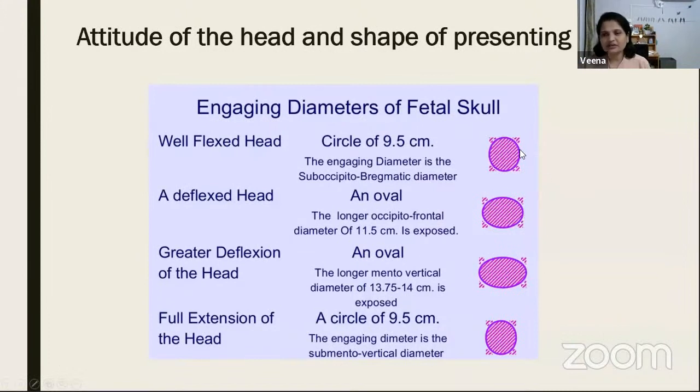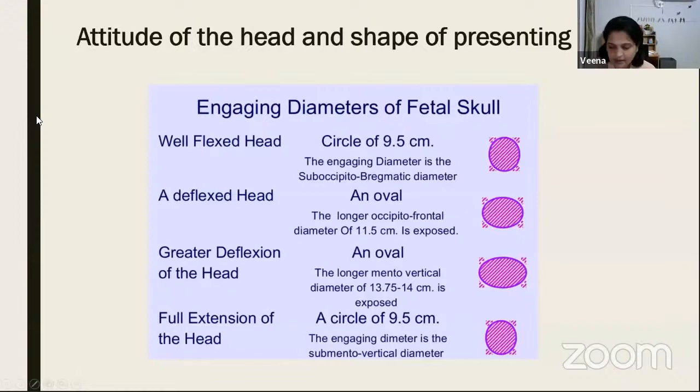But with whatever we learned till now, you know that vertex has the best progress in labor because it is a circular structure pressing on the cervix. Face also has the same diameter, the same circular structure, because the biparietal and the anteroposterior are the same in face also. But there it is classified as malpresentation. So think about why face is a malpresentation. Keeping this in mind, you'll be able to understand. Okay. So that's about your fetal skull.